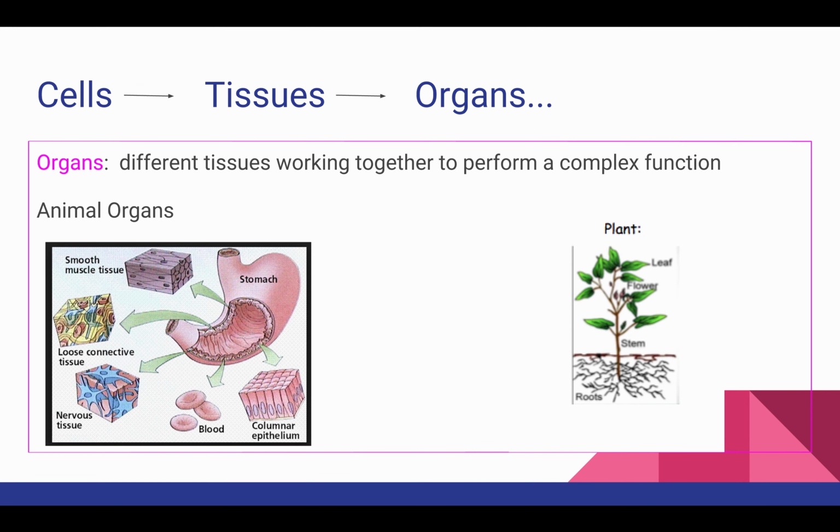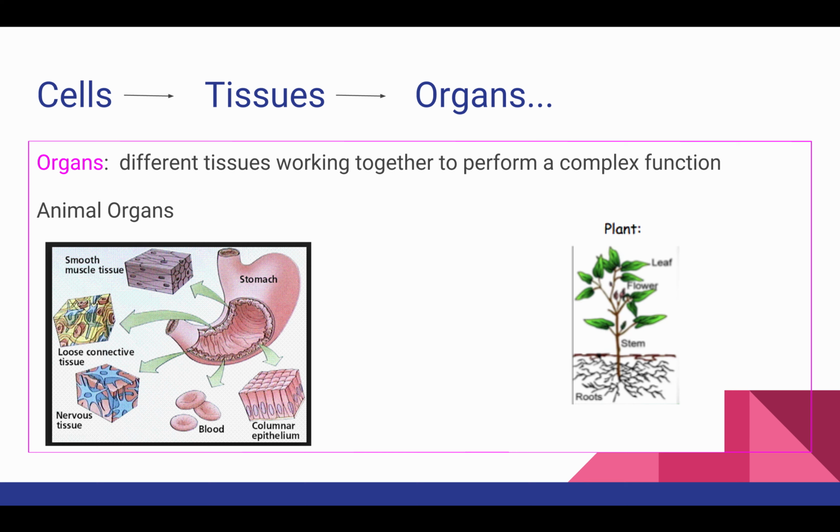So we have cells, the functional unit of life. They are organized into tissues, and different tissues working together to perform complex functions are our organs. And again, you have your animal organs and your plant organs. So you can see here the stomach and the various tissues that compose the stomach. You have smooth muscle tissue that allows the stomach to contract. You have loose connective tissue that gives support. You have nervous tissue that signals the stomach and aids in digestion, gives us signals that we're hungry. We have epithelial tissue that's lining that stomach for support and protection as well.